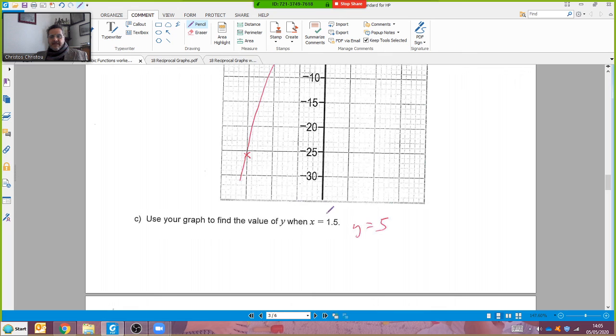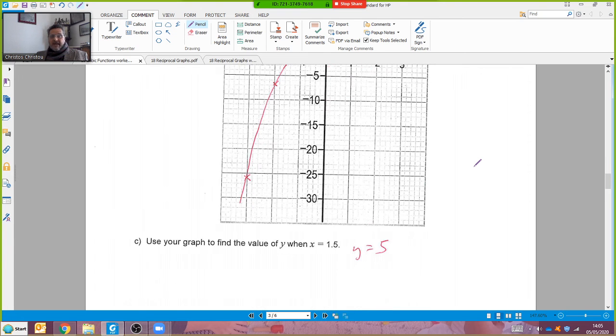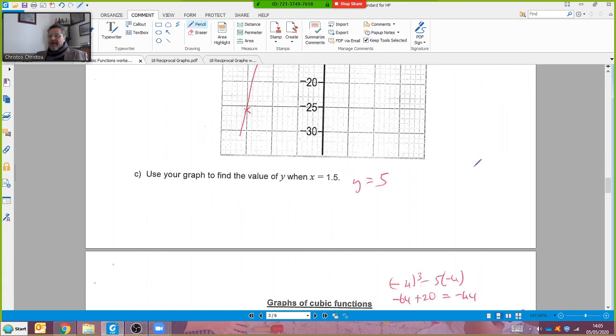Show that when x is 1.5, you can get a solution of y equals 5. Some of you didn't go like that, and you should have done, because that's called showing your evidence. That gets you a mark, quite apart from saying y equals 5. If you're a little bit out, it doesn't matter, as long as you're honest with your own graph.